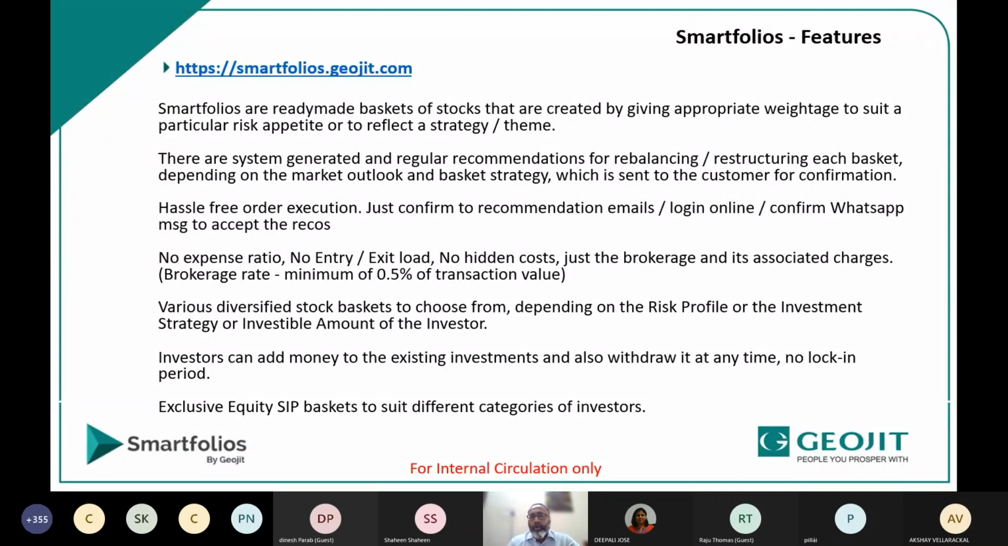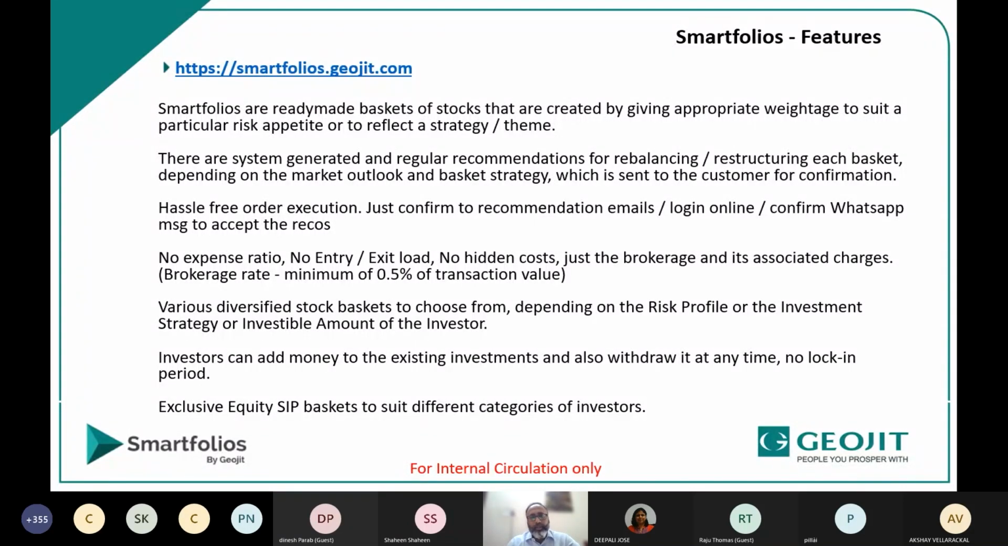So you don't need to log into Selfie. Selfie is the GeoJet's trading platform. You don't need to log into Selfie. You don't need to put in your buy price. You don't need to fill in all these fields, nothing. You just need to confirm the recommendation via email, or via WhatsApp, or by logging in online, and the execution happens. So it is hassle-free order execution.